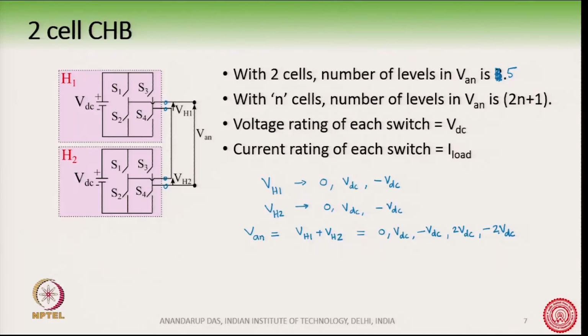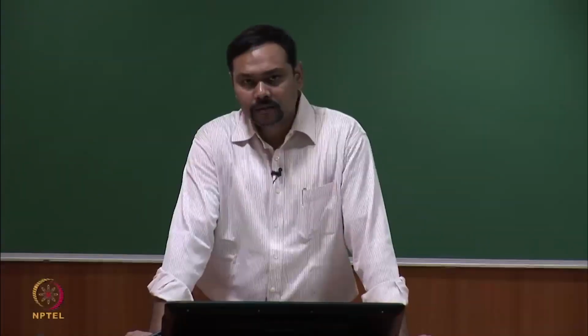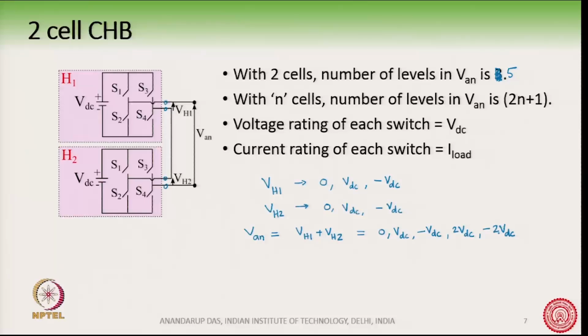Now, if you generalize it and connect n such cells, then the number of levels in VAN will be 2n plus 1. Now, remember that the voltage rating of each switch in each cell is VDC. Why is the voltage rating VDC?